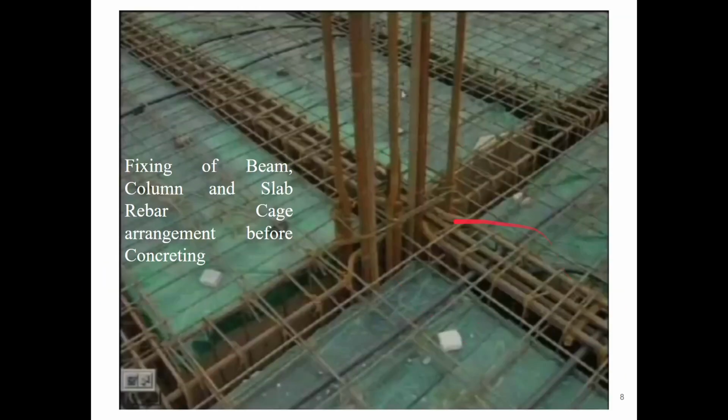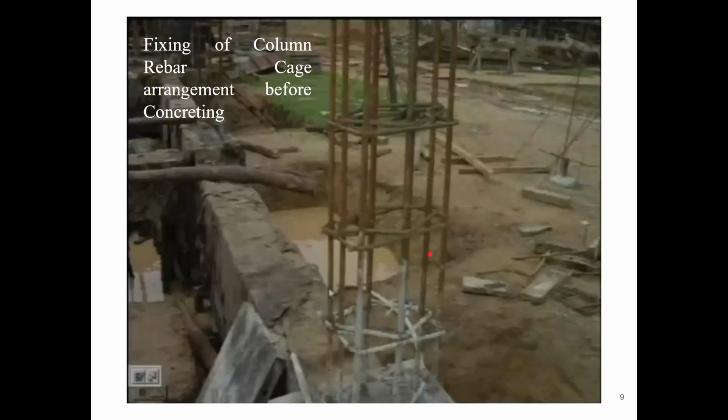As you can see here also, before concreting we need to initially fix the reinforcements for beam, column, slabs, etc. This is mainly the rebar cage arrangement which is done before concreting. Most of you must have seen this at a construction site. Similarly, this is the fixing of the column rebar cage arrangement before concreting.